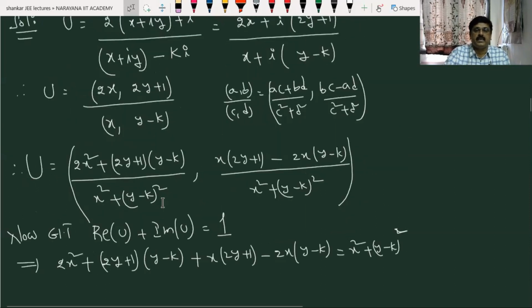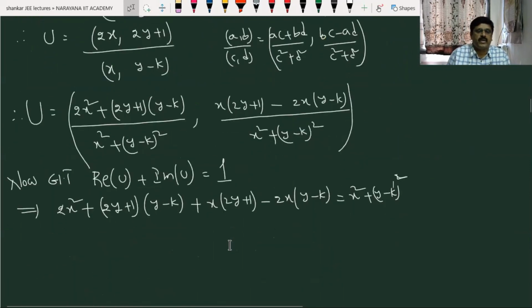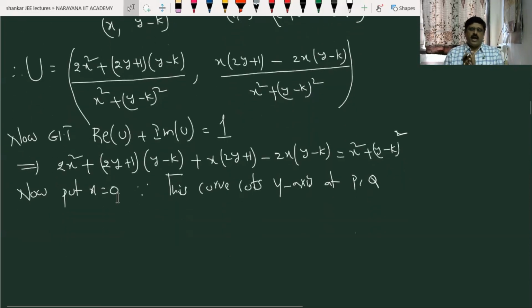Now in the data, it is clearly given that this curve, real part of u plus imaginary part of u is equal to 1 curve, cuts y-axis at 2 points, that they are P and Q, and PQ distance is 5. For any curve to cut the y-axis, the necessary condition is x is equal to 0. Okay, now put x is equal to 0, since this curve cuts y-axis at 2 points, say P comma Q. Now I am going to have a quadratic equation in y, students.